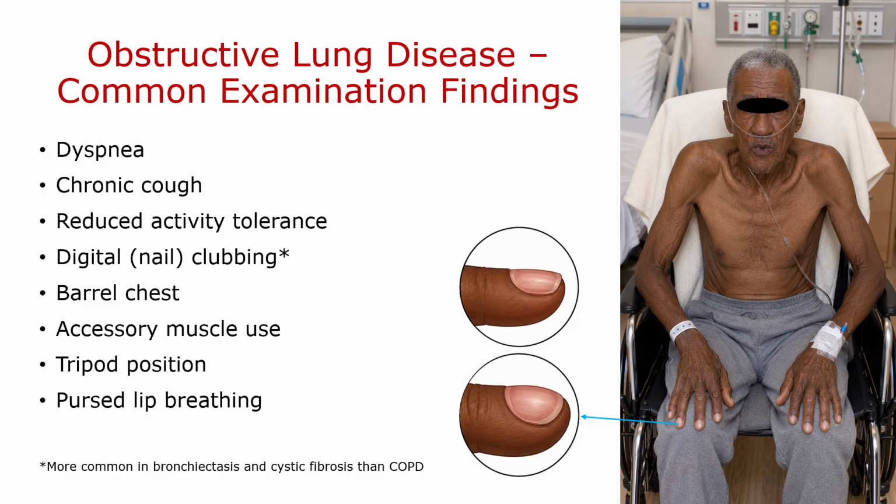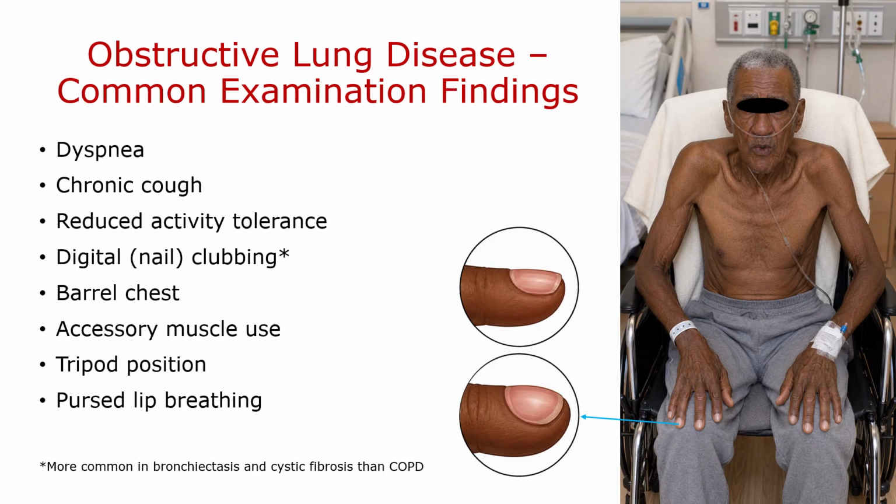Now let's look at the common clinical signs and symptoms of obstructive lung disease. Because patients have difficulty moving air out of their lungs, they often experience dyspnea or shortness of breath, along with a chronic cough and reduced activity tolerance. As the disease progresses, some patients develop digital or nail clubbing, which is associated with chronic hypoxemia and is more commonly seen in bronchiectasis and cystic fibrosis.